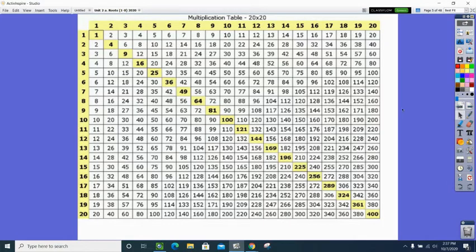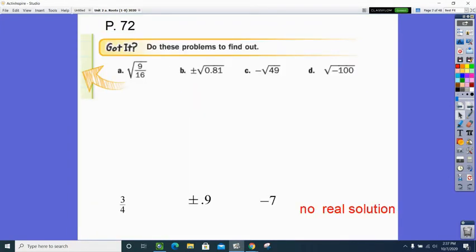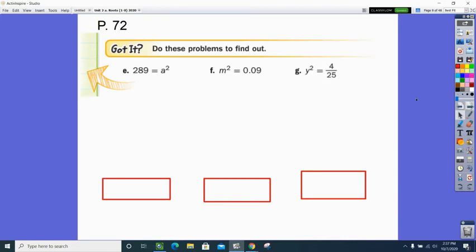289 on the perfect square trail. Oh, right there. Come up. It's 17. So what number squared gives you 289? 17 or negative 17. And you should write it as an equation. Since it was given to you as an equation, you're going to give it back. And if you have this switched and have plus or minus 17 equals a, that's the same equation.